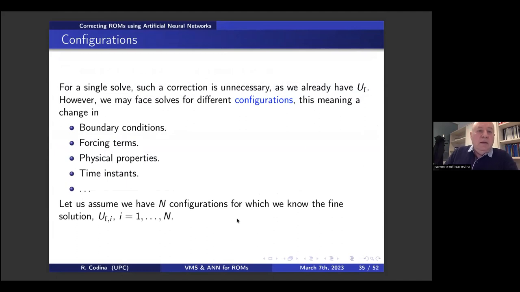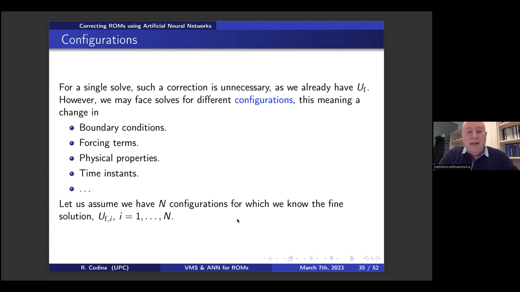However, we are interested in what I call here different configurations. And what does a configuration mean? It means a problem that is slightly different to the original one, because maybe the boundary conditions have changed, because the forcing terms have changed, because the physical properties have changed, or above all, because we are stepping in time. So maybe we have the solution at certain time steps, but not for all time steps.